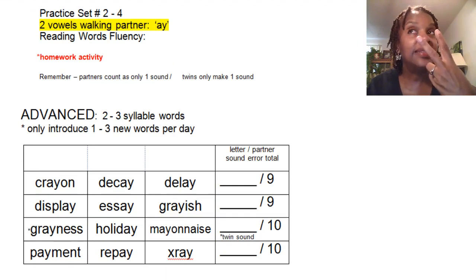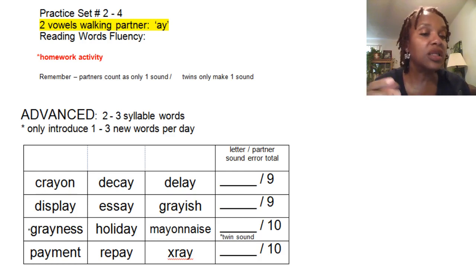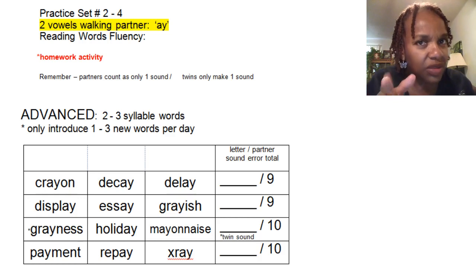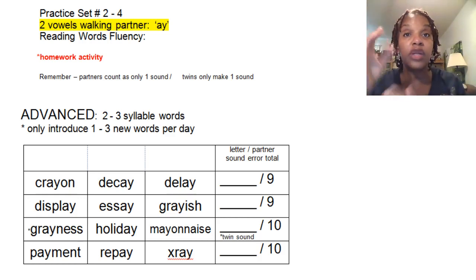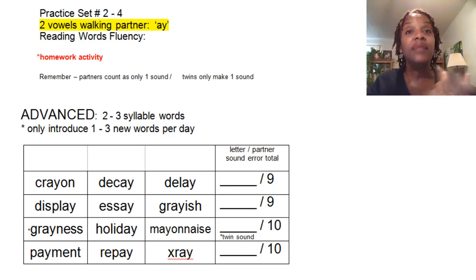This is test. Did I say test? Oops, didn't mean to say test. This is practice set number 2. That's what I should have said. Now these words look a little more advanced. They look a little more hard, but they're not, because all you're going to do is use the clues, right? You're going to use the codes. And you've learned 2 new codes today. You learned the code for AI and AY.